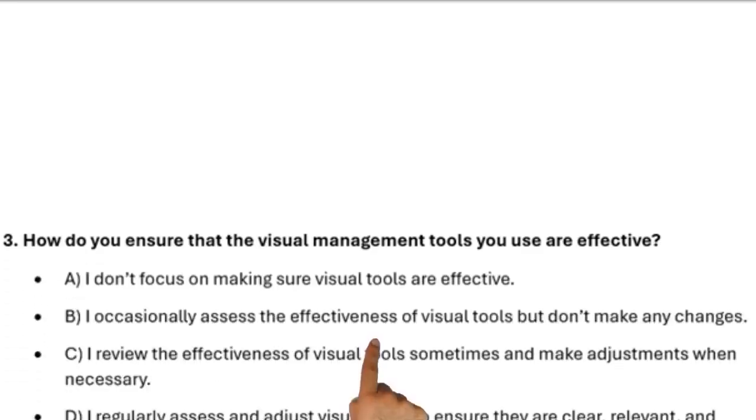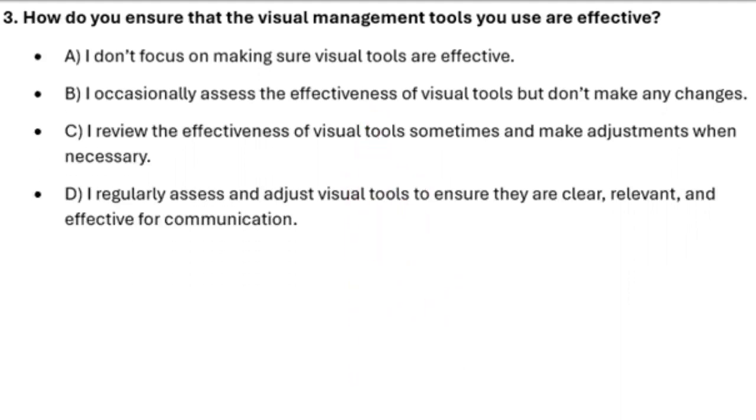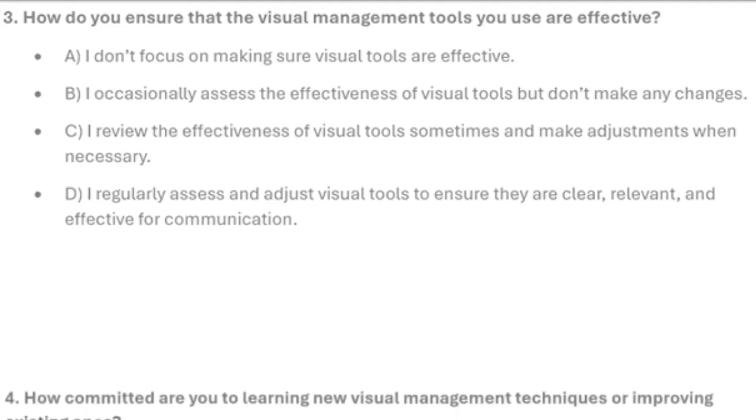3. How do you ensure that the visual management tools you use are effective? A. I don't focus on making sure visual tools are effective. B. I occasionally assess the effectiveness of visual tools but don't make any changes. C. I review the effectiveness of visual tools sometimes and make adjustments when necessary. D. I regularly assess and adjust visual tools to ensure they are clear, relevant, and effective for communication.